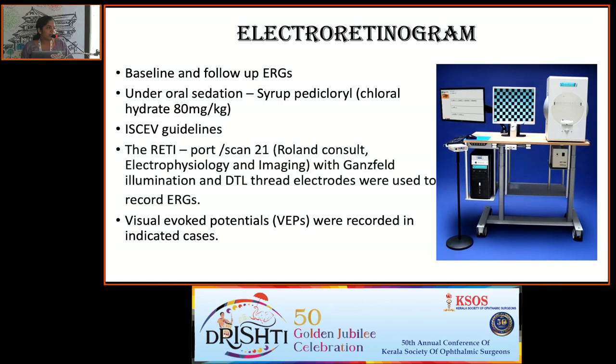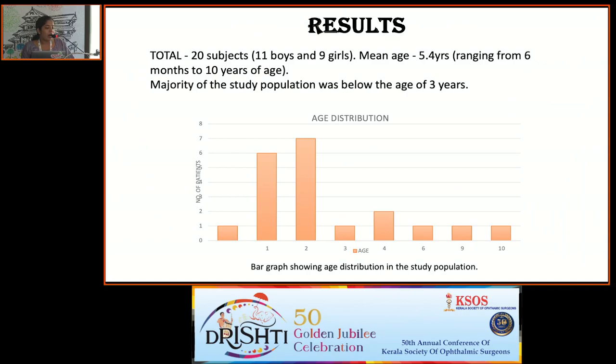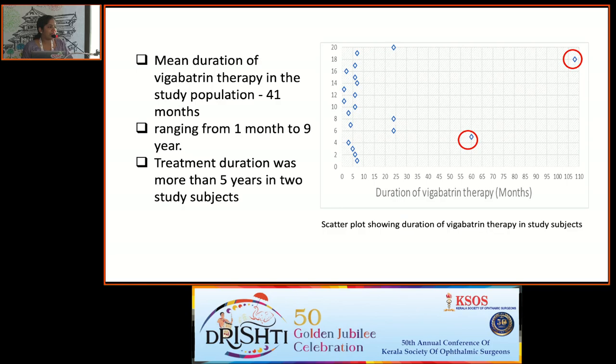So coming to the results, out of the total 20 study subjects, there were 11 boys and 9 girls with a mean age of 5.4 years. The major study population was below the age of 3 years. The mean duration of the therapy in the study population was 41 months, ranging from 1 month to 9 years. Only 2 study subjects had a longer duration of vigabatrin, more than 5 years.